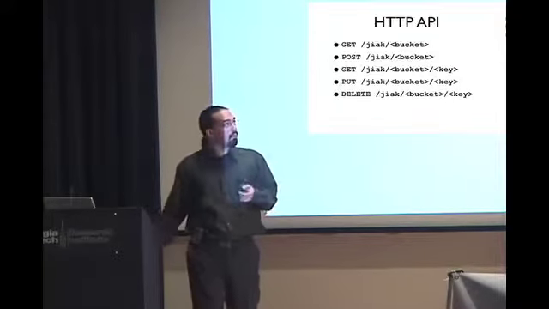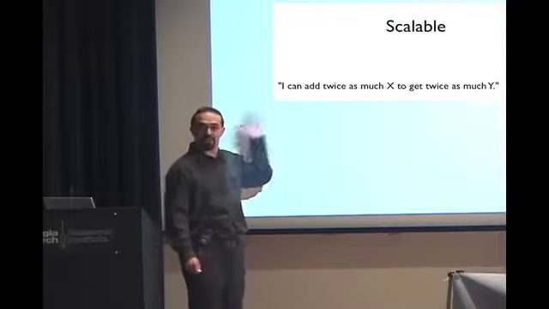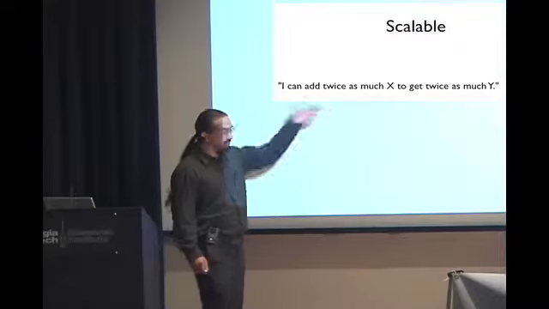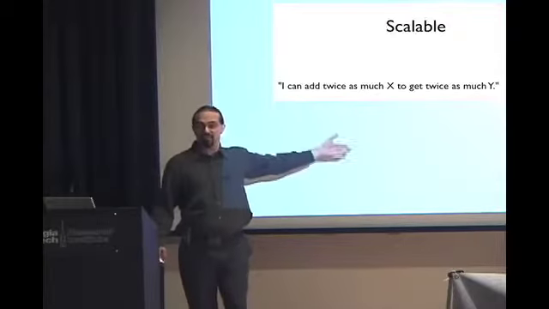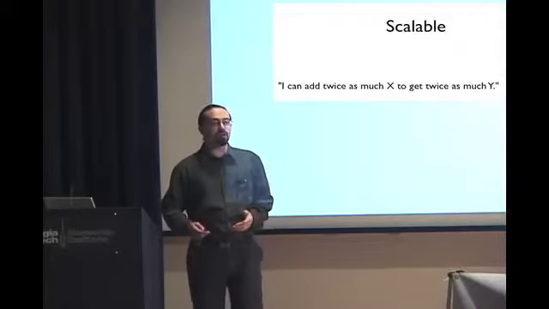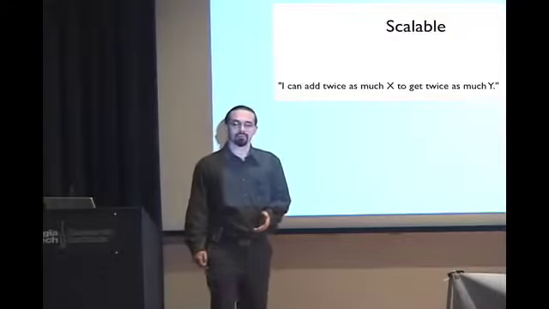So probably one of the favorite other words people use is scalable. My system's scalable. Great, awesome. So I put this sentence up here. I can add twice as much something to get twice as much something else. If you don't have a sentence of this general shape that you can fill in the blanks on, you're lying when you say you're scalable. Scalable is not about big. Scalable is not about fast. Scalable is about a ratio of cost.